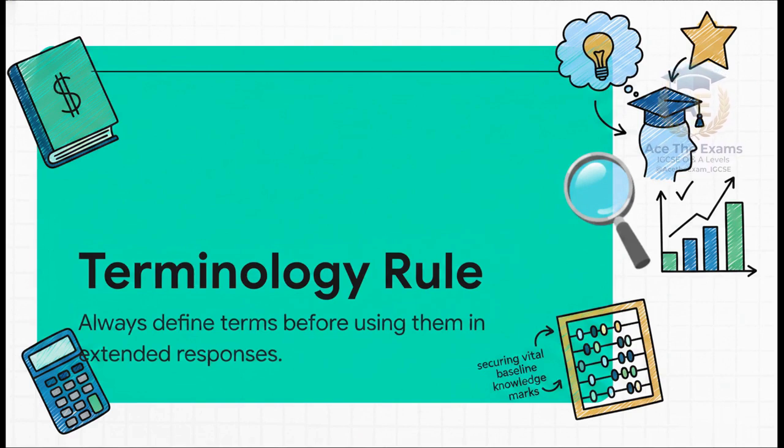If our highly technical scholar Alex corrects his structural flaws by simply defining his terms up front, he immediately secures vital, easy baseline knowledge marks. It proves competence and sets a professional tone to the examiner before he even begins his deep mathematical analysis. It's an easy win that so many students overlook.